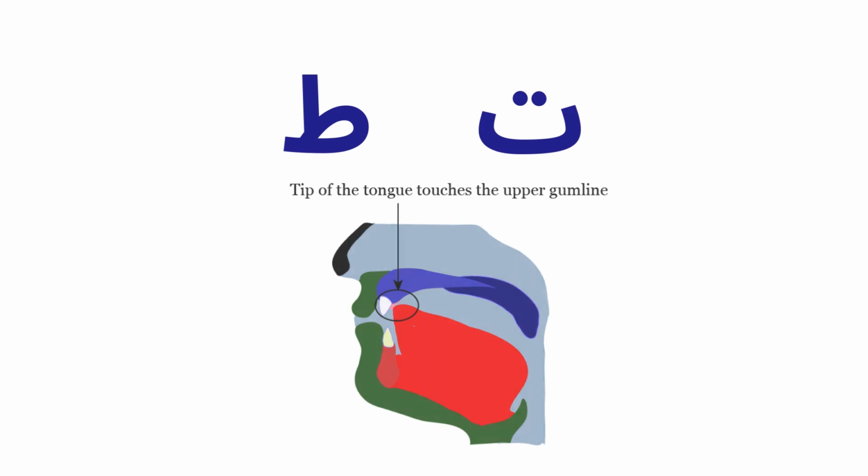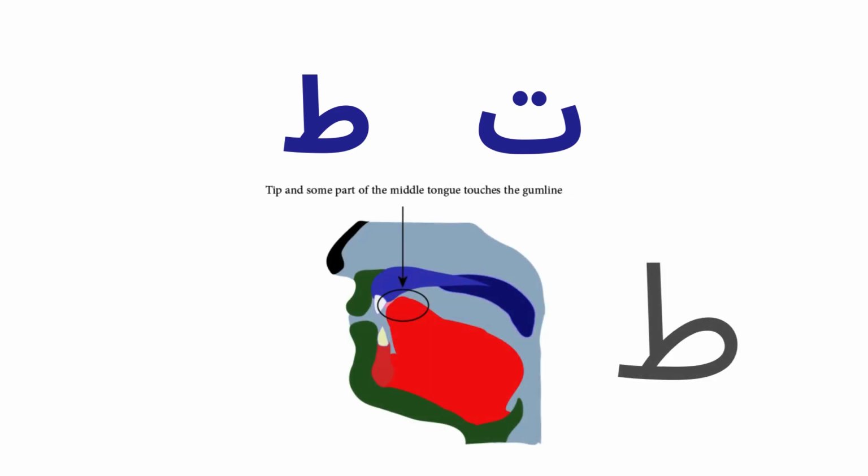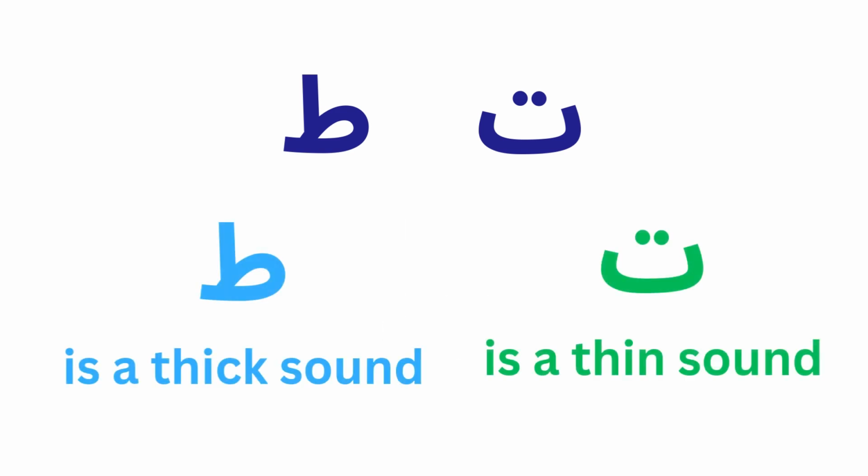However, in to, some part of the middle tongue also touches the gum line to make it a thicker sound. The only difference is that ta is a thin sound and to is a thick sound. And that's enough at this stage. That's all we want to know for now.